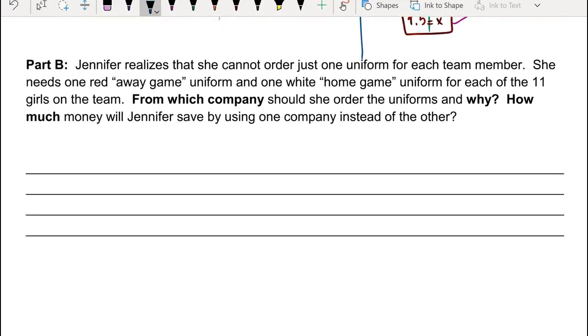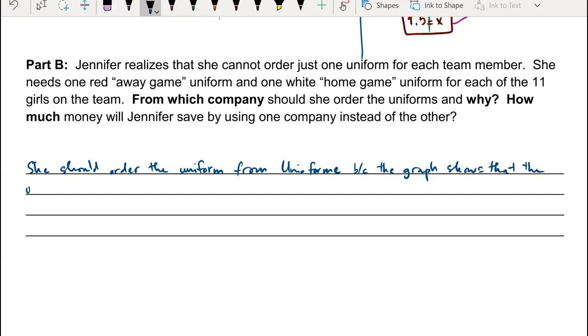Okay, so for the answer, I would say that she should order the uniform from Unique For Me, because the graph shows that Unique For Me charges less than Sport Shopee.